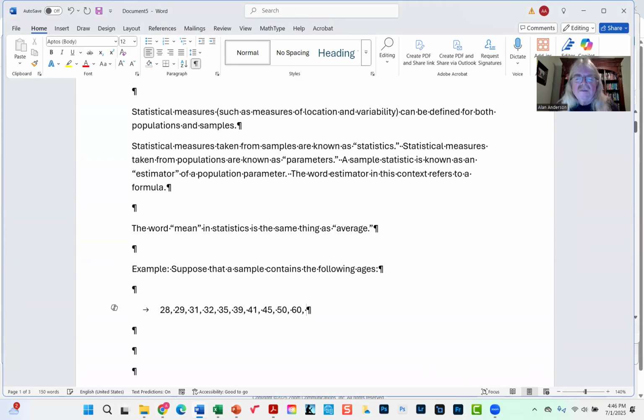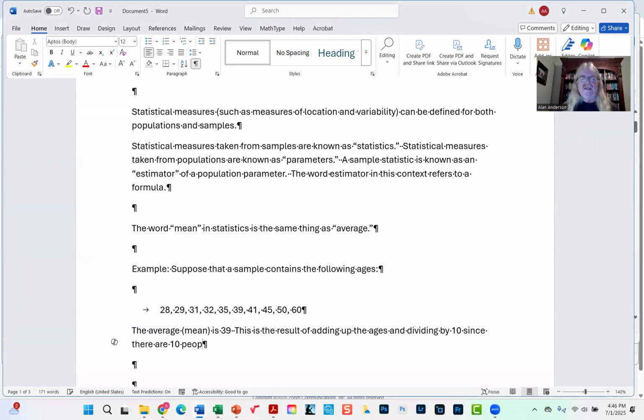So of course I just made up these numbers. All right, now there's 10 of them. Let me just quickly pop this into my calculator. So the average turns out to be 39. This is the result of adding up the ages and dividing by 10, since there are 10 people in the sample.